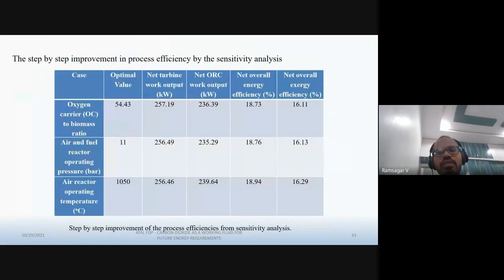These are the final important parameters, and you can also see how the ORC performance has improved as we change the parameters. The energy efficiency is 18.73, and at the optimal air and fuel operating temperature it changes to 18.76, and at the air reactor operating temperature the efficiency increases to 18.94, and similarly the corresponding exergy efficiencies.